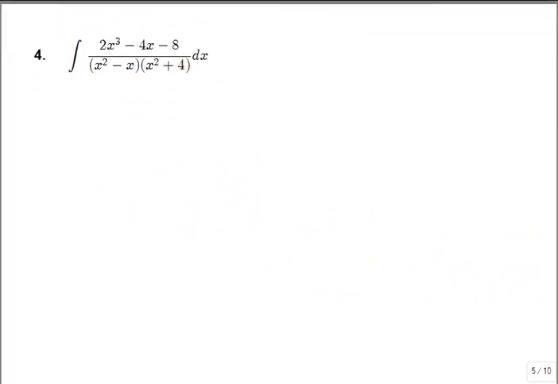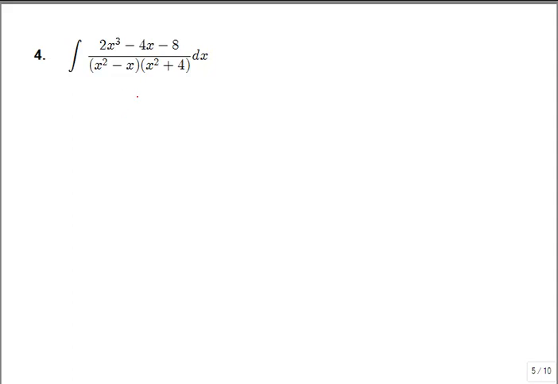Let's try another one. So here's what we have, another polynomial over a polynomial. So when you have something like that, what you're going to contemplate using is this partial fraction decomposition, assuming that you can factor that denominator. You want to be able to get some nice linear or quadratic factors so that you can break this down.